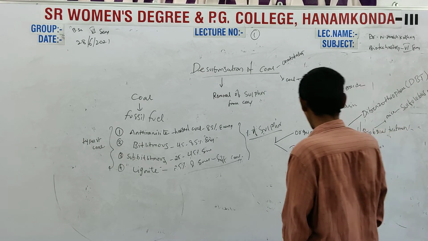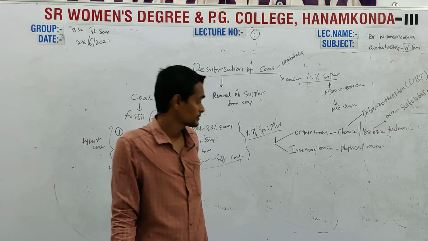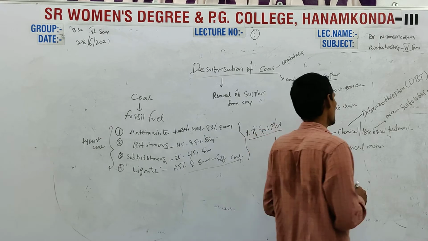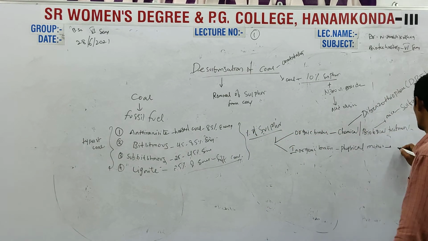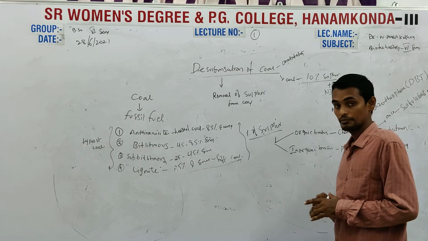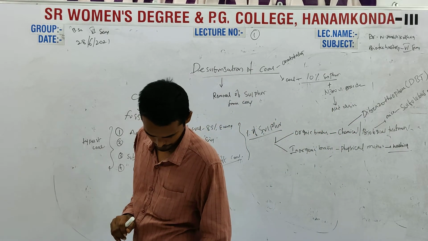Coming to the inorganic binding, it can be removed by using a physical method, which includes washing. Washing is a physical method which can remove sulfur attached to the coal.